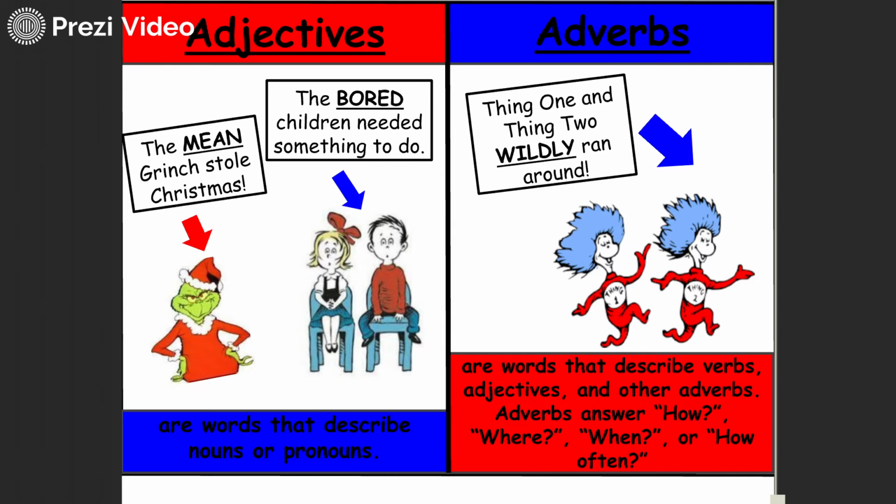The bored children needed something to do. Bored describes how the children are feeling. So in those cases, both mean and bored are adjectives. They're describing nouns. If I was to say the mean green Grinch, mean describes green, or both words describe Grinch, so you can stack, that's called stacking adjectives together, and you'll see that quite often.